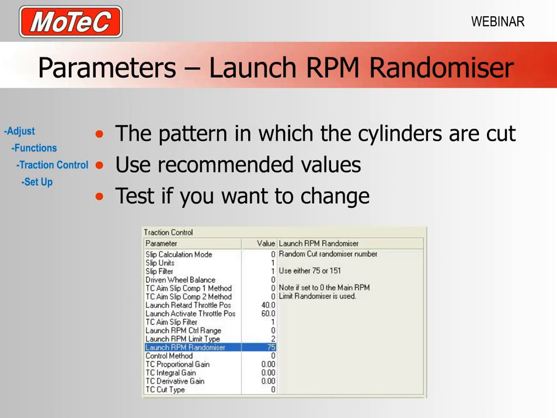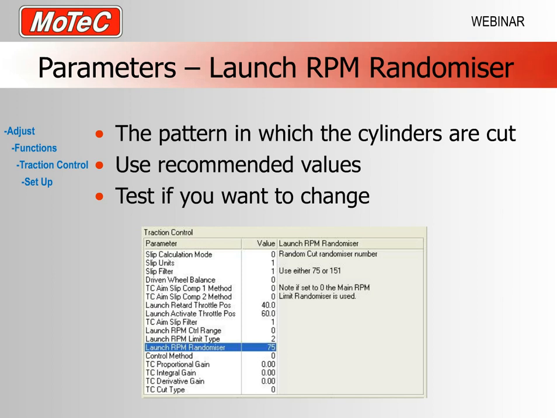The randomizer is effectively the pattern in which the cylinders are cut. Do we cut them 1, 2, 3, 4? Do we cut them 1, 4, 3, 2? That kind of thing. Now, this number is a bit of a mathematical background number, so it doesn't really relate to a specific pattern as such. And also, the same randomizer number on a different number of cylinders will produce different results.